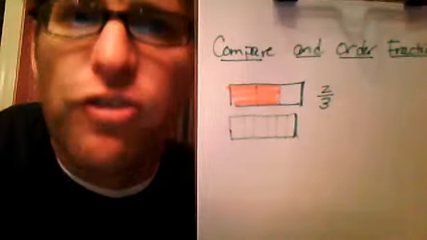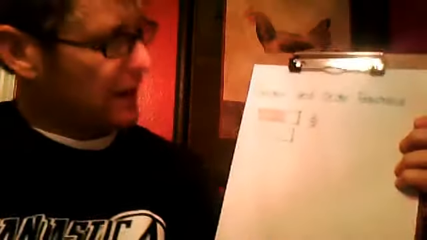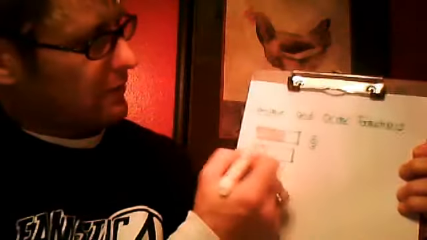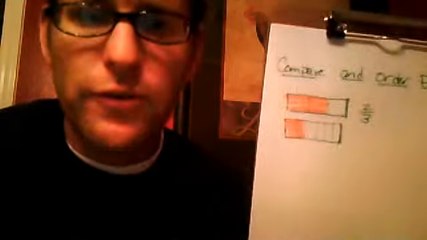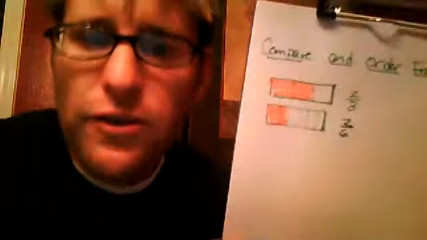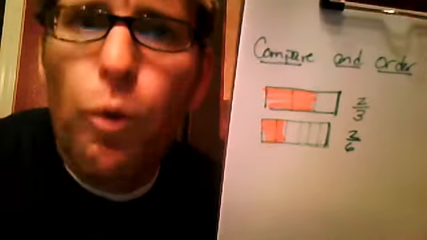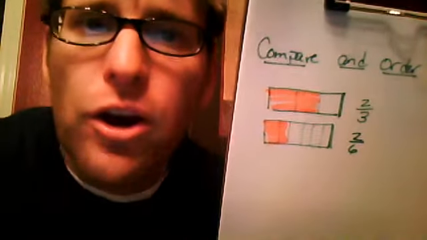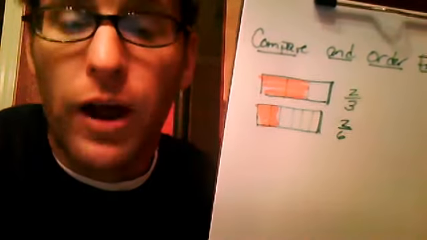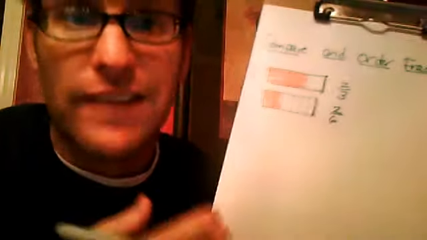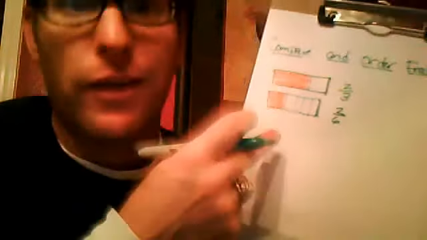Remember, when we're talking about fractions, we're always talking about the shaded parts. And now down here, I only ate 2 of those 6 pieces. So that would be 2/6. So, looking at that picture, which fraction is bigger than the other? Well, obviously the top one. And if it's a candy bar, I would much rather have eaten 2/3 rather than 2/6.